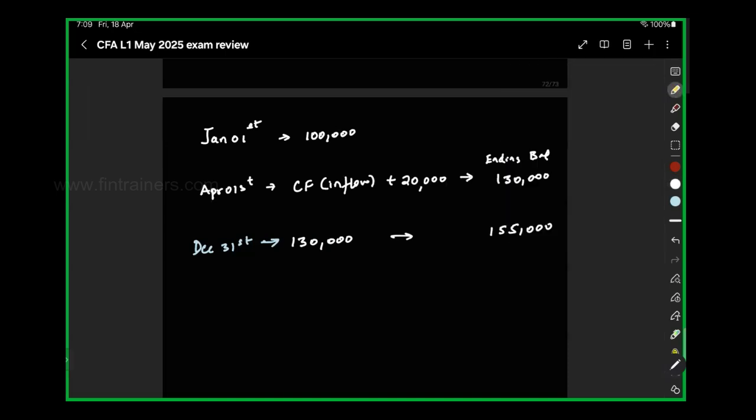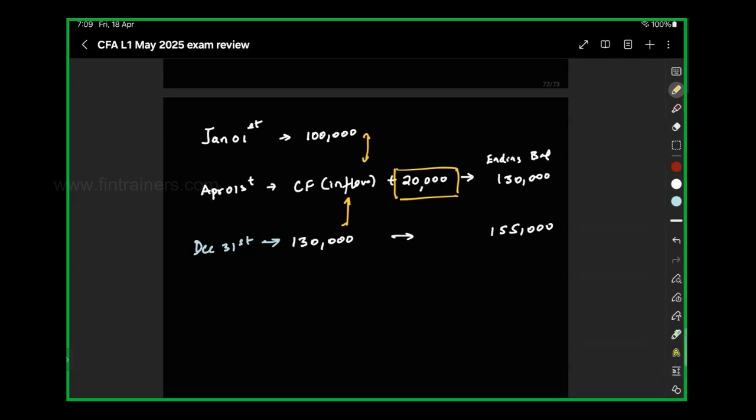So just 2 periods. We have a cash flow happening only once in this example. I have an inflow of 20,000. That's the only cash flow. So we are going to separate this entire 1 year into the first 3 months, Jan 1st to April 1st, and April 1st to end of the year. And we're going to compute your holding period return.